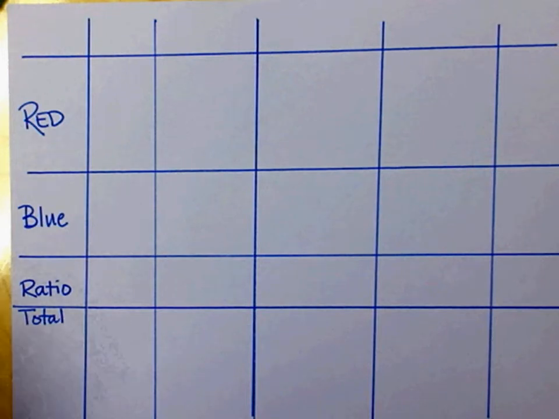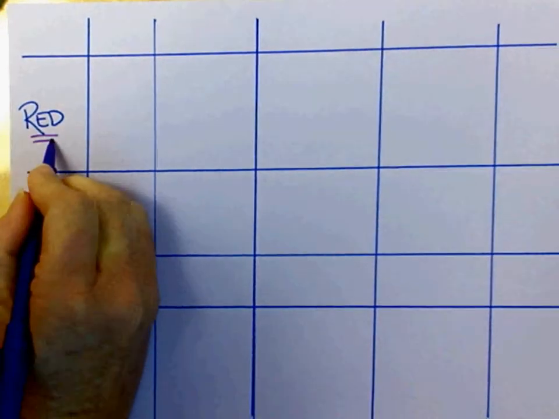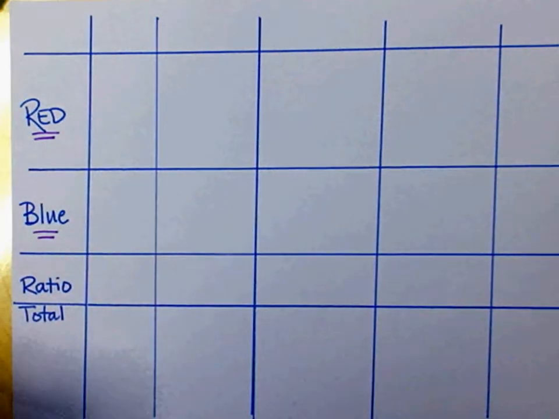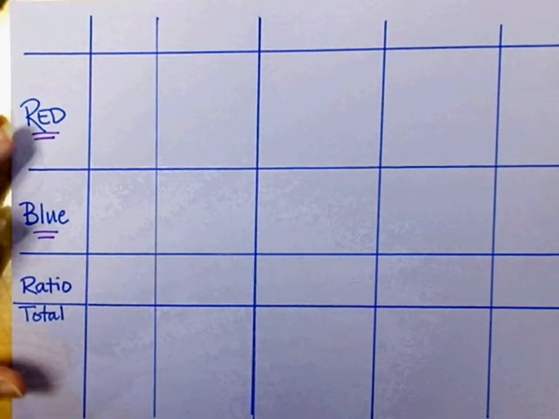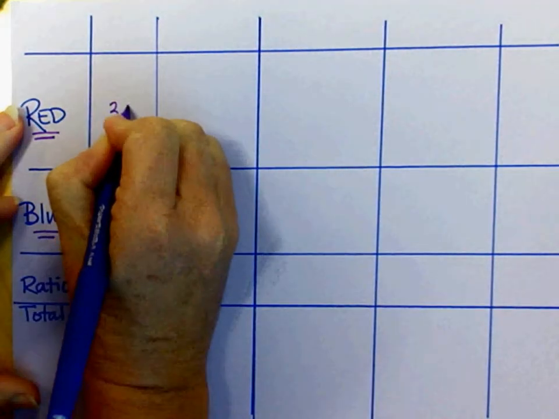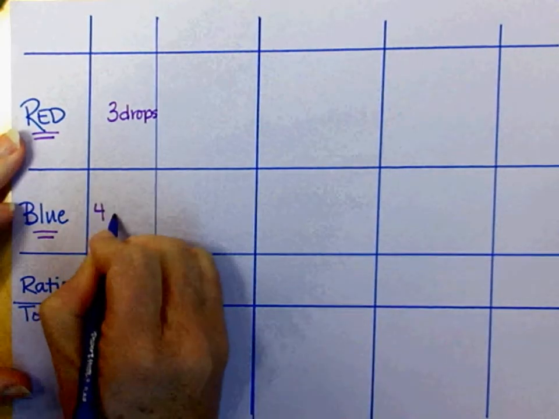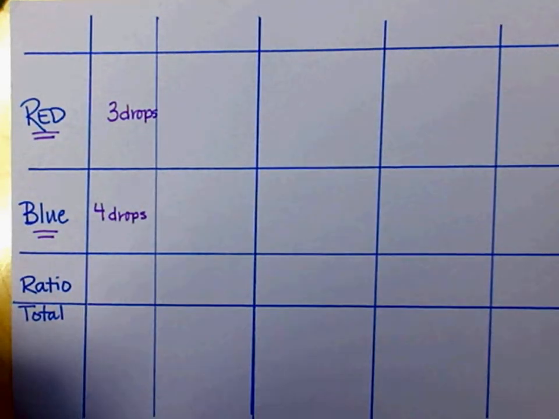Okay, today we're going to look at making the perfect color of purple paint. In order to make purple paint, you need some red and you would need some blue. When I went to the paint store, I was looking for the perfect shade of purple paint. When I took it to the paint guy, he said you would need 3 drops of red and 4 drops of blue mixed together to get the perfect color of purple paint.